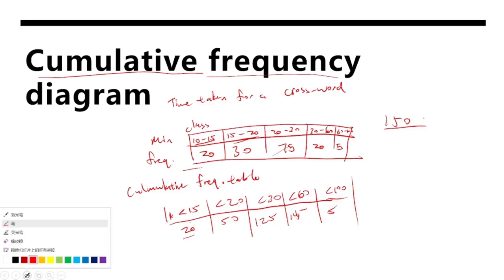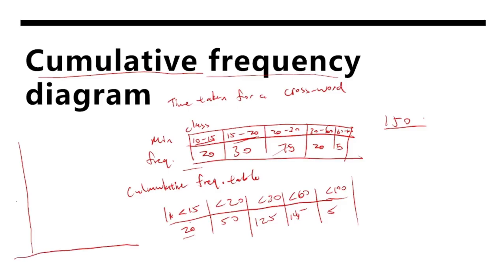So in order to draw this diagram, let's just do it here, because we need a table. We'll have time on the x-axis. So for example, let's say 15, 20, 25, 30, 35, 40, till like 100. And we have the frequency here. Remember, it should be in scale. So 150 here, 0 here, and about 75 in the middle, and we mark it.